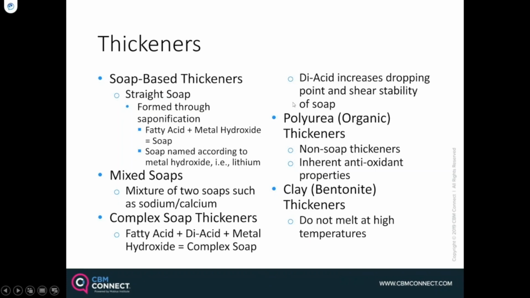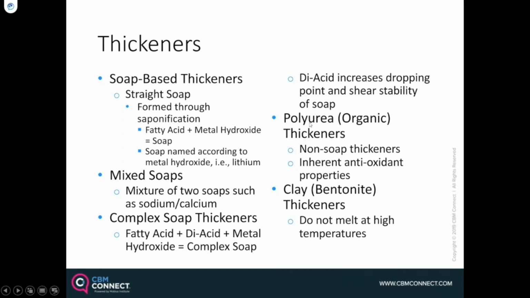And when you do that, you increase the dropping point and the shear stability. So in general, we would expect a lithium complex to have a much higher dropping point. Much higher means 100 to 140 F higher than a straight lithium. And it also has better shear stability, meaning that when two surfaces rub together, how quickly that grease softens is typically better with a complex soap. So in your tougher applications, you're more likely to be looking at a complex metal grease as opposed to a straight soap thickener grease.